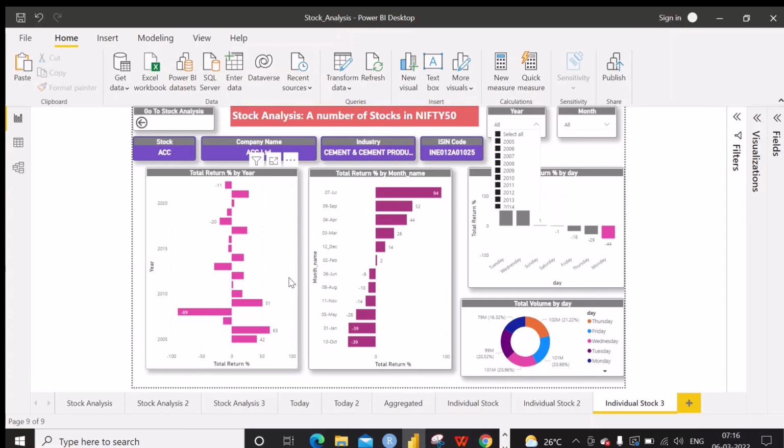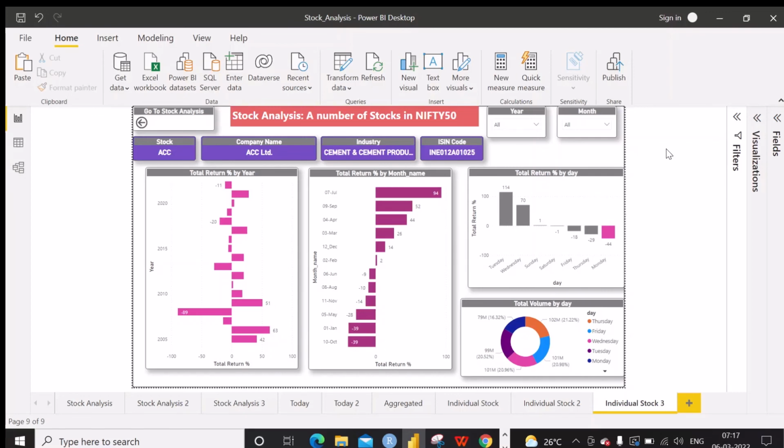So this is the way we can get details about any stock, how it is performing in different years, in different months, and on different days also. This kind of insight we can get. So this application is not very different from others. The only thing is you can get detailed insights about any share, or compare different shares. This application can be used for that.